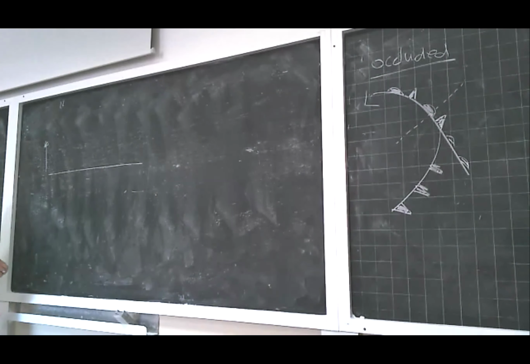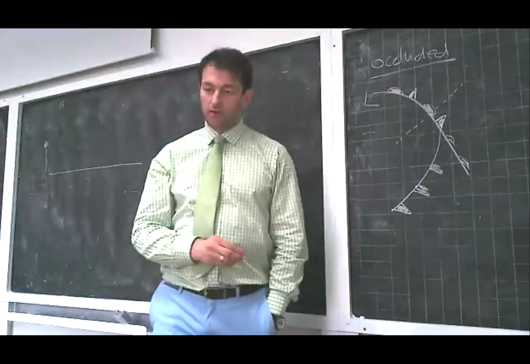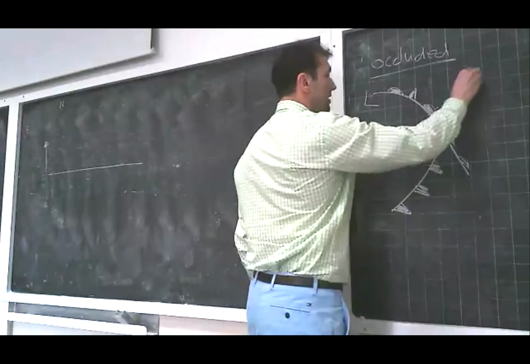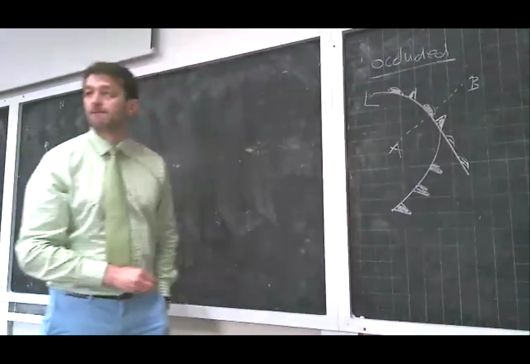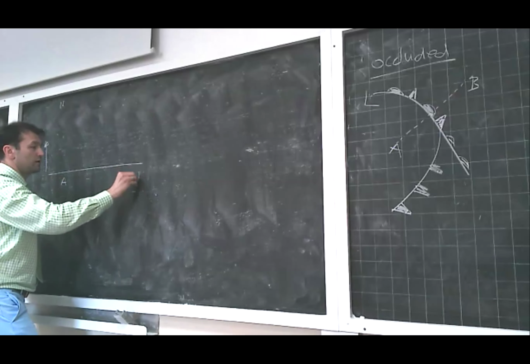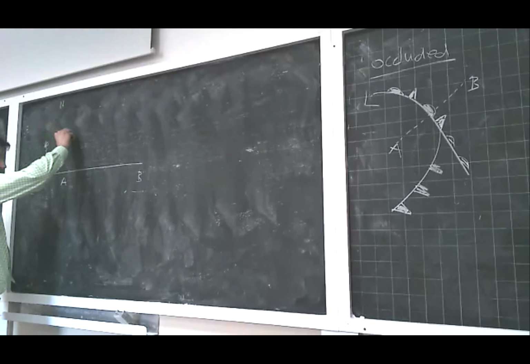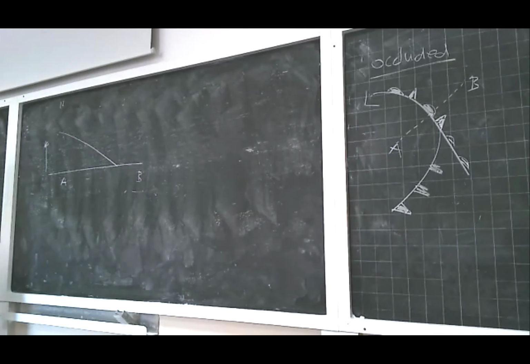Here is height. Let's say this is point A, this is point B on the line. So I put here point A and somewhere here point B. You would have a front that looks like this.